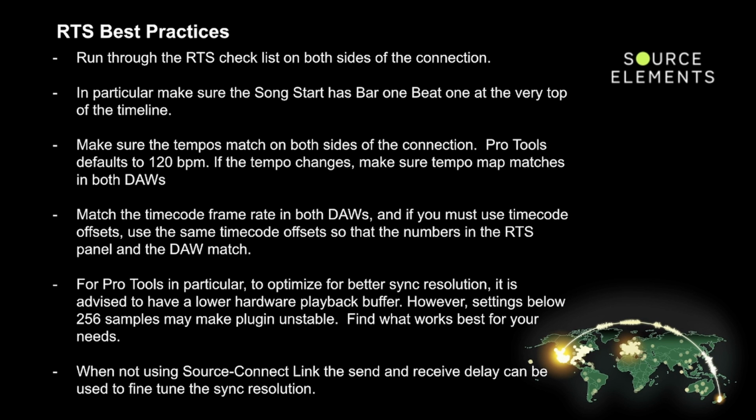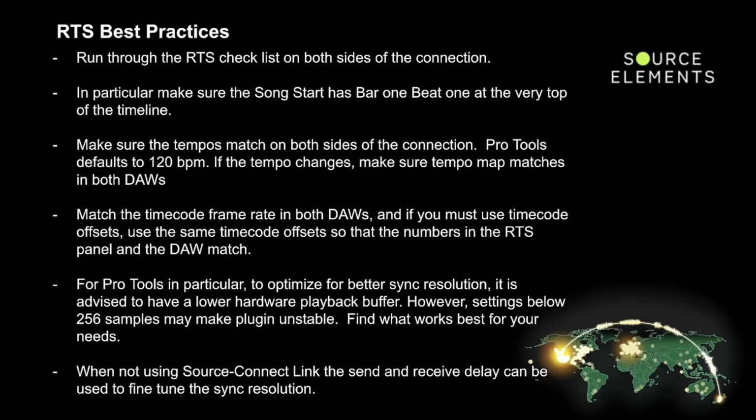The next thing is, in Pro Tools in particular, you can optimize the performance of RTS. In your playback engine hardware settings, the lower the hardware buffer, the tighter the RTS sync resolution is. The downside is that as you lower that hardware buffer, plugins may become unstable depending on how beefy your system is. So we recommend 256 at least for a hardware buffer. 512 or 1024 should also be fine, but generally 256 and 512 are great settings.